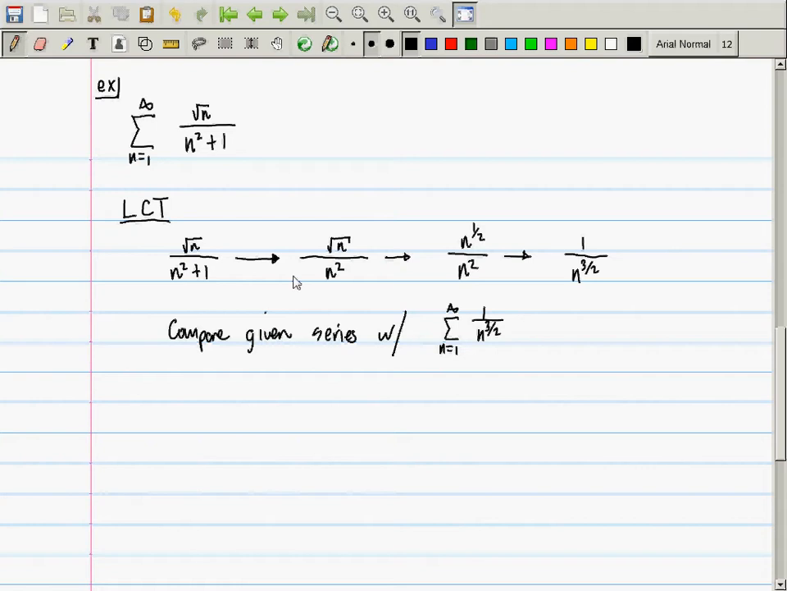We're going to compare the given series with this series, which is a convergent P series. Now we haven't established it yet. But assuming that we successfully go through the steps of the limit comparison test, and given that this is a convergent P series, what is probably true about this one? This one will also converge. Okay? So does everybody see the way it kind of goes? Okay, so let's compute the limit.